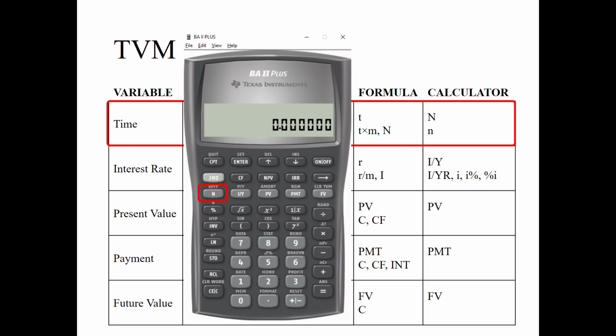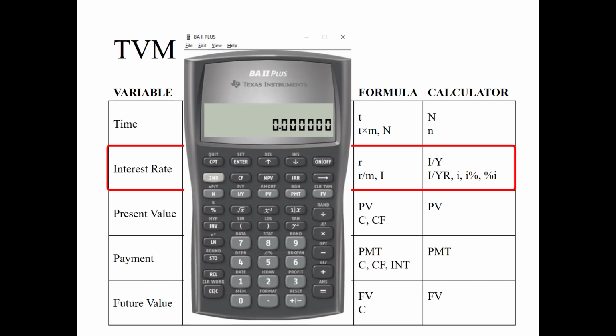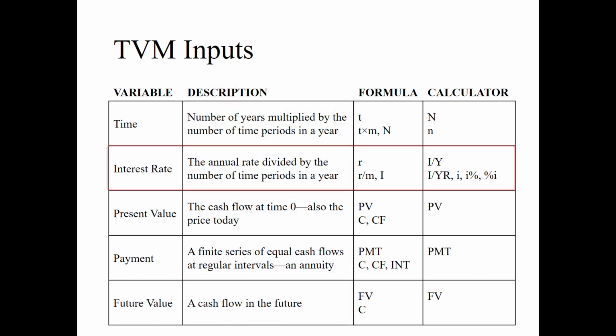On our calculator, we will use the value of N. Our interest rate is going to be the annual rate divided by the number of time periods in a year. In this case, because we're dealing with annual rates and we earn interest on an annual basis, we will divide these values by 1. And on our BA2 Plus, that value will be denoted by an I over Y.